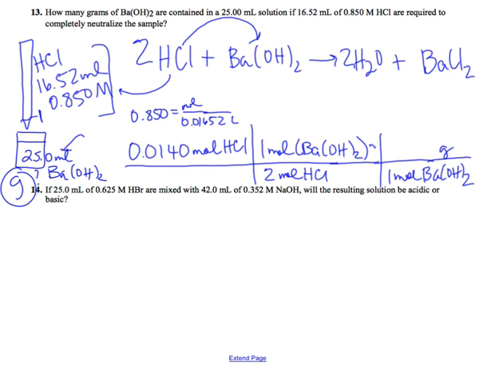So what is the molar mass of barium hydroxide? 171.35 grams of barium hydroxide per mole of barium hydroxide. So what's our final grams of barium hydroxide to 3 sig figs?